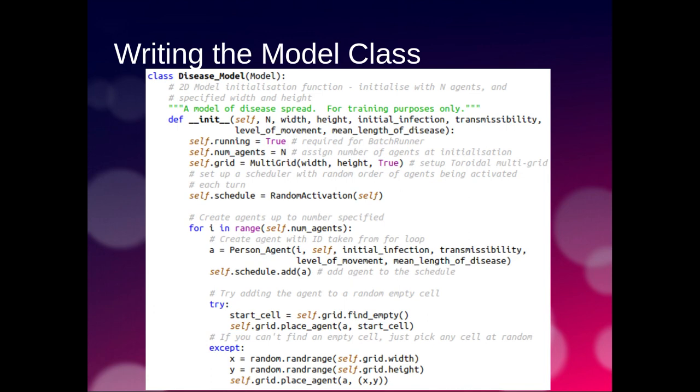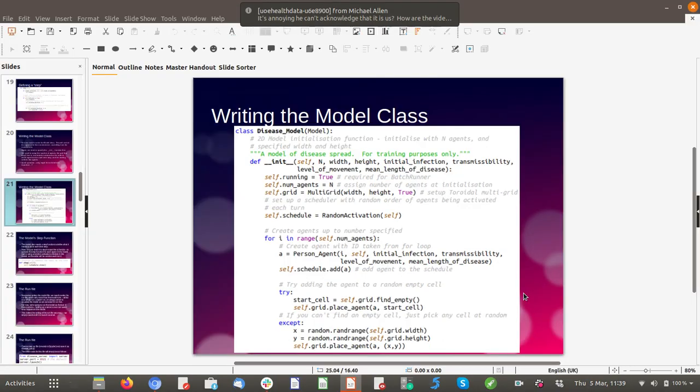So we're using the place agent function, passing in the agent, but in this case, rather than the start cell that we picked above, we're now saying put it at the cell with these x and y coordinates. So pause the video now and write this out. You'll start writing your disease model class with this constructor function. And once you've done that, have a look back through just to make sure that you fully understand what's going on there.